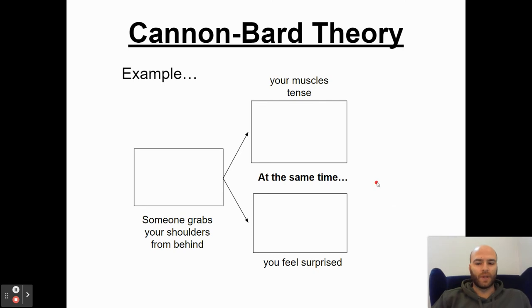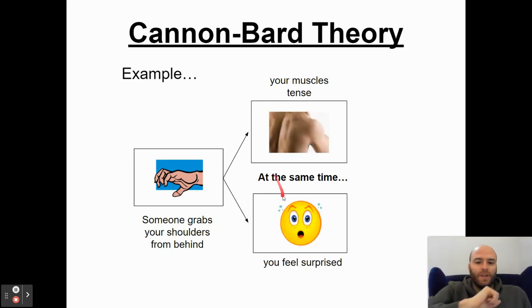So just for that example again, let's say someone grabs your shoulder from behind, you're walking down the hallway in school, somebody grabs you, right? You kind of tense up, like, oh, and you feel surprised. Cannon-Bard would say, yeah, that's a simultaneous event. You're feeling both muscle tension and surprise at the very same time.